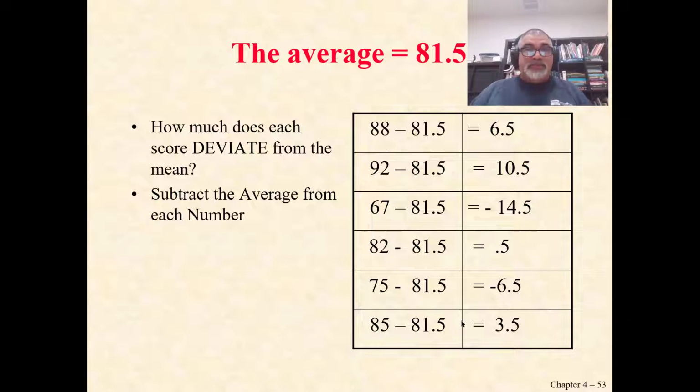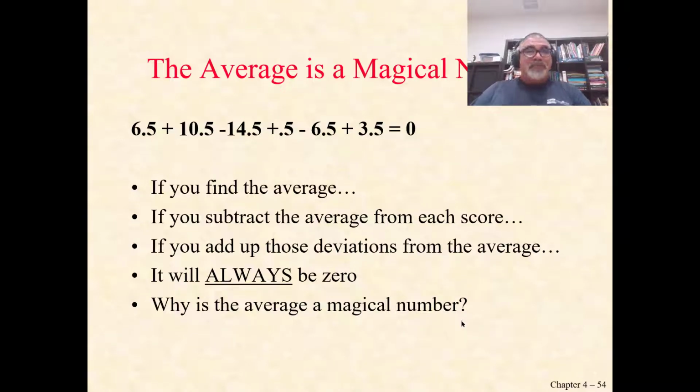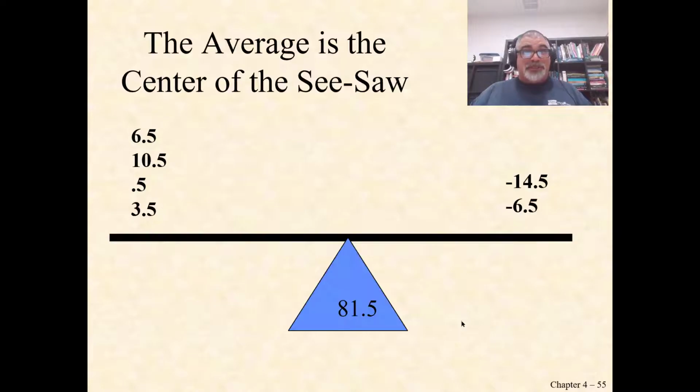Well, let's go even further. What happens if we add up all of our deviations? 6.5, 10.5, negative 14.5, plus 0.5, negative 6.5, plus 0.5. You get 0. If you find an average for a group of numbers, if you subtract the average from each score in the data set, and if you add up those deviations, it will always be 0. Did you know that? I find that a lot of my students don't know that, and it's an important feature of the average. So it's a magical number.